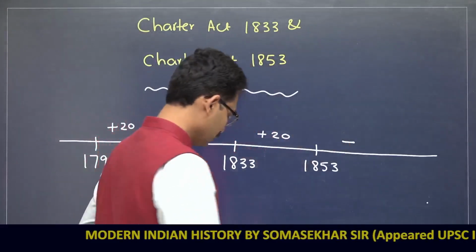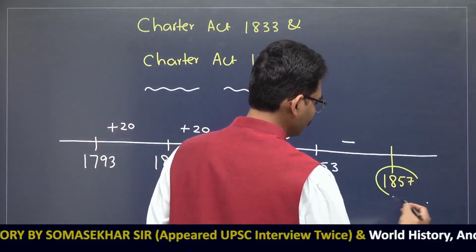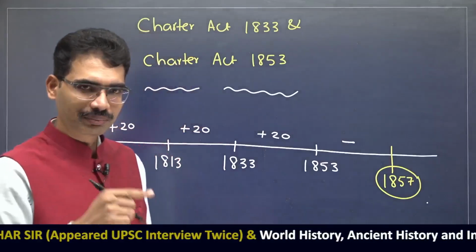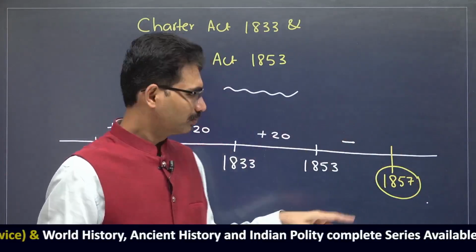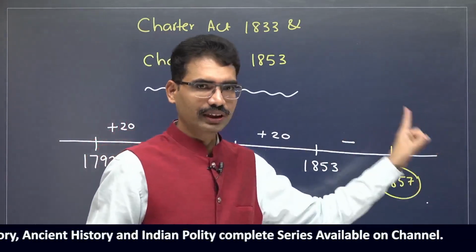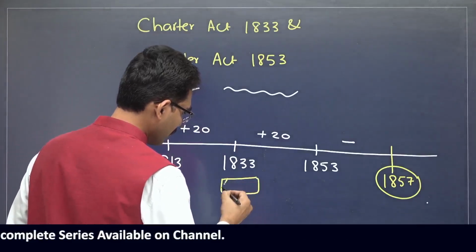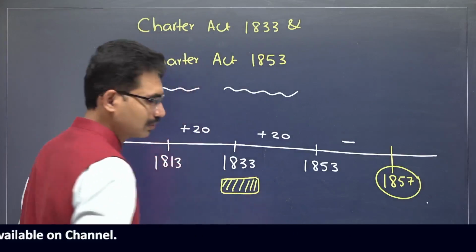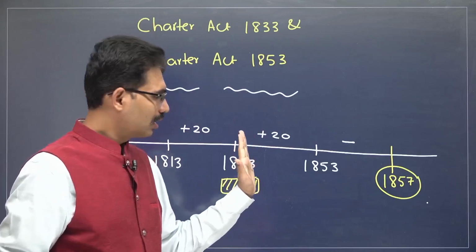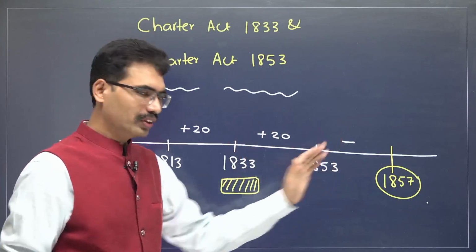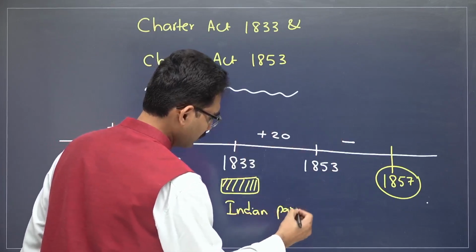That helped the British Parliament to completely remove the East India Company administration in India and have the Crown completely take over. That happened after the Great Revolt of 1857. In 1853, they took certain steps. Whatever steps they took in 1853 laid a very strong foundation for the Indian parliamentary system.